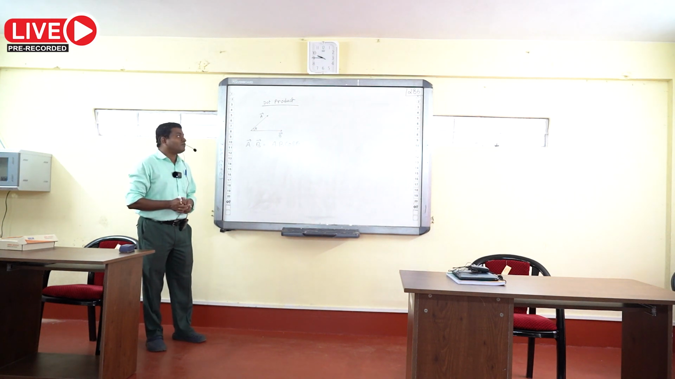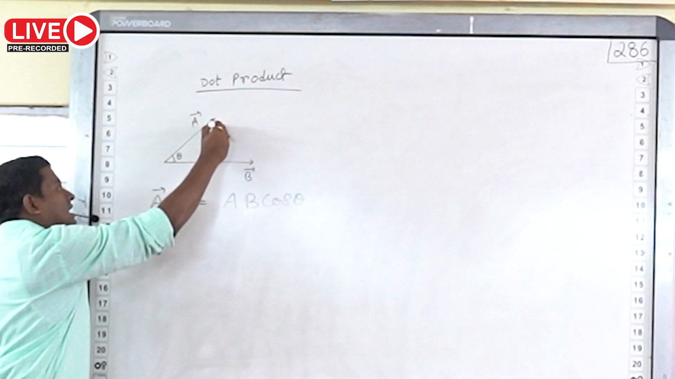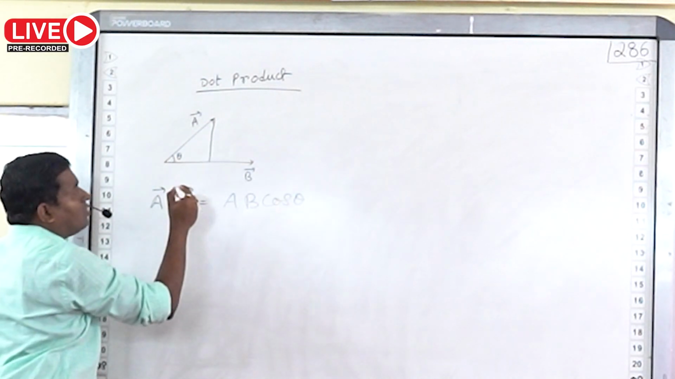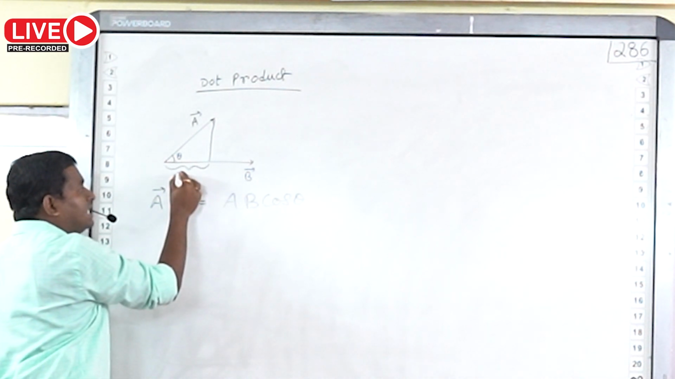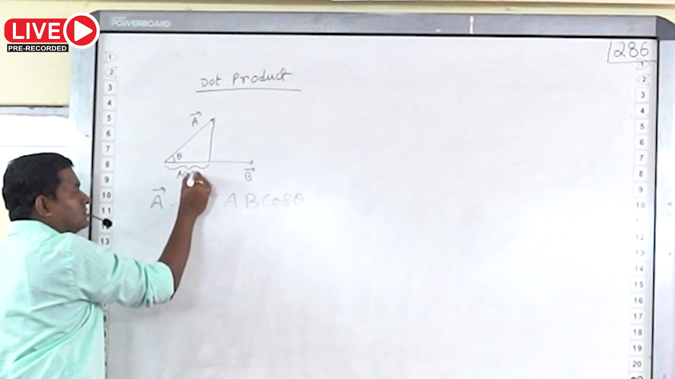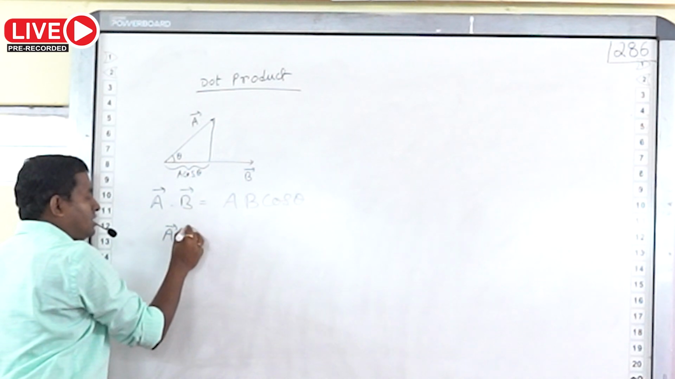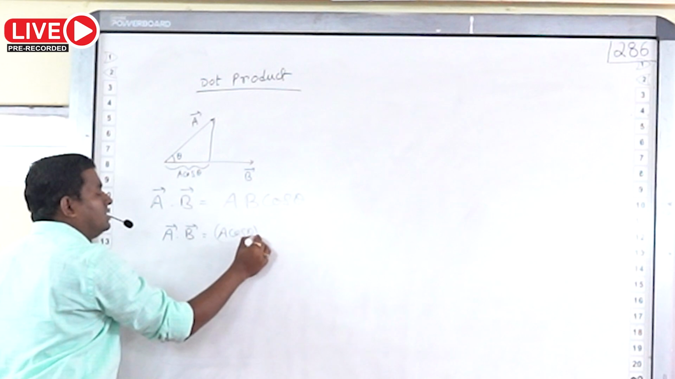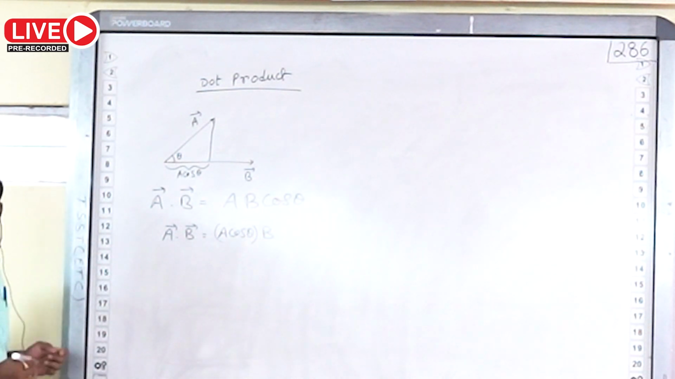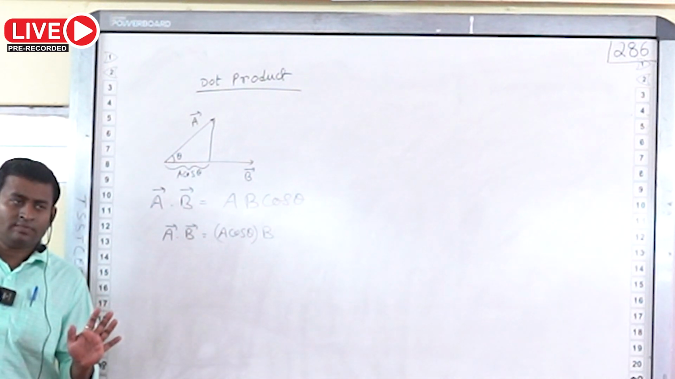And we can think of it as if the component of vector A is taken along the direction of B, this much. What is the length of that part? A cos theta. So you can think of that A dot B means you have to take the component of A along the direction of B, then multiply by the magnitude of B. That defines the dot product between two vectors A and B.